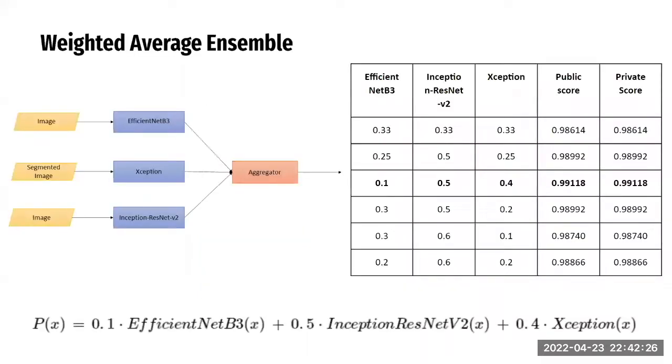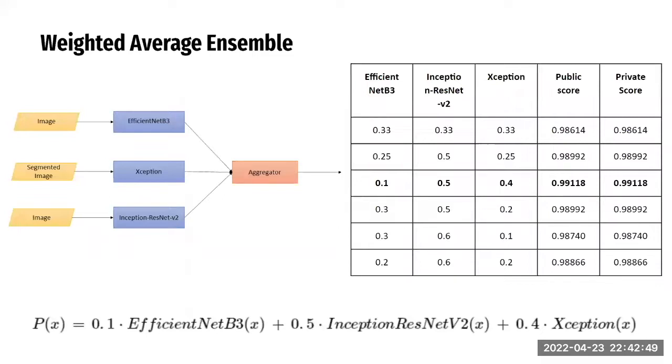Due to the low cardinality of the dataset, we avoided stacking and blending ensembles, since they require a lot of data to train the base classifiers as well as the meta classifiers in order to prevent overfitting. So we experimented with the weighted average of the predictions of our Xception model, our Inception ResNet, as well as the EfficientNet B3 models.